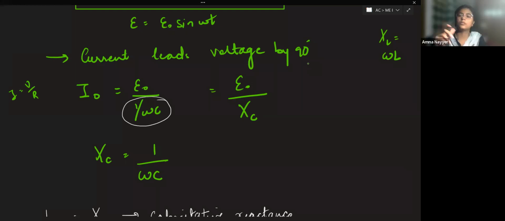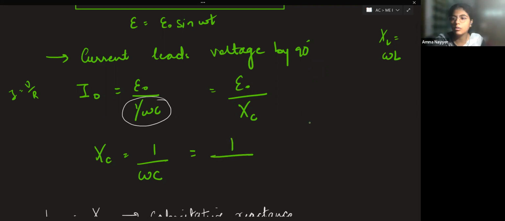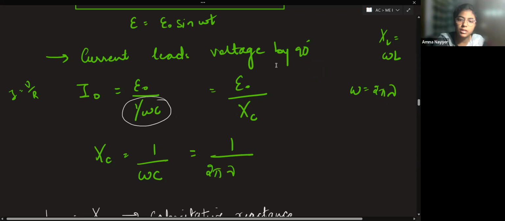So XL is omega L. Now XC is not omega C. Many students get confused: they write XL as omega L, but when it comes to XC, they write XC also as omega C. Now that will make your answer completely different, because XC will come as a separate question as well. It is 1 by omega C. Omega we know is written as 2 pi nu. So you can write XC as 1 by 2 pi nu C.